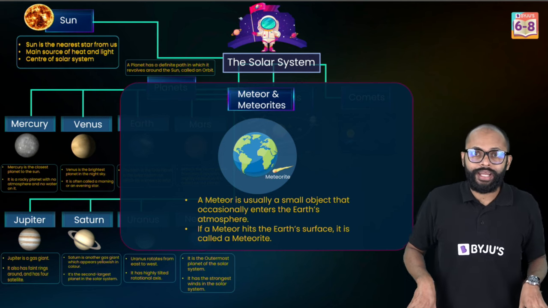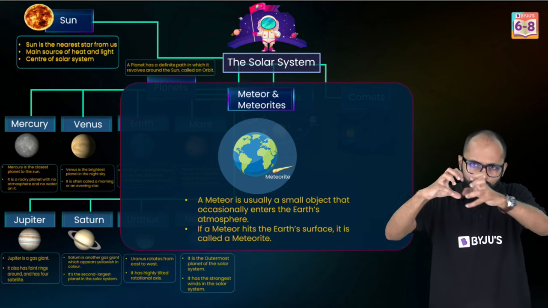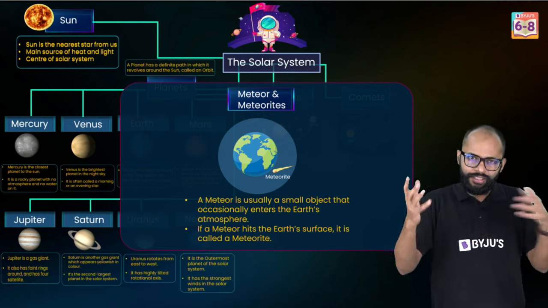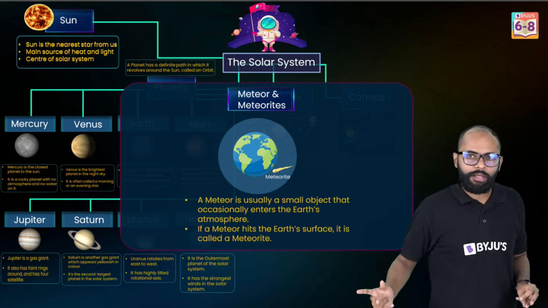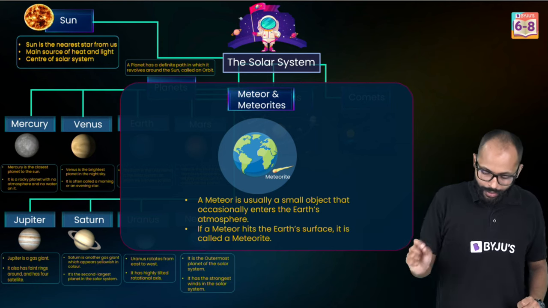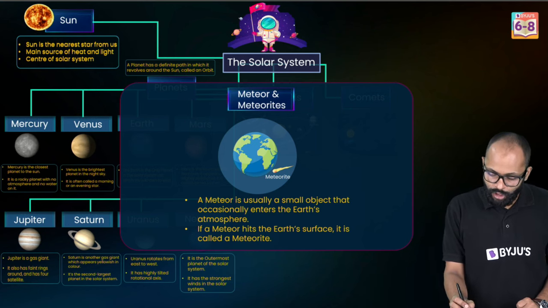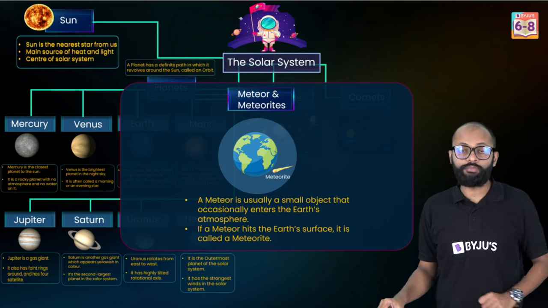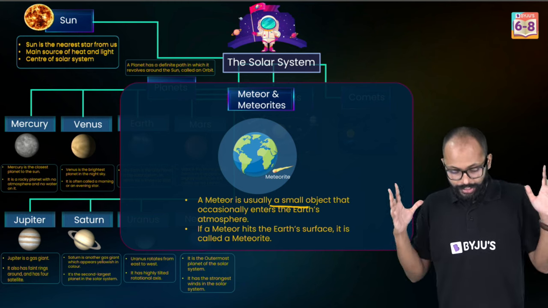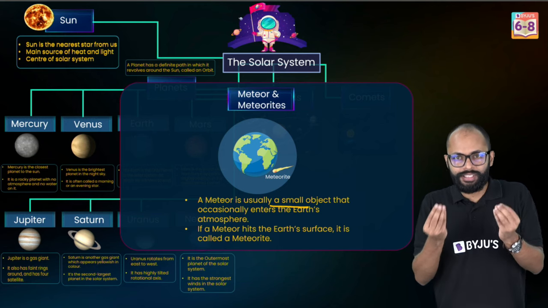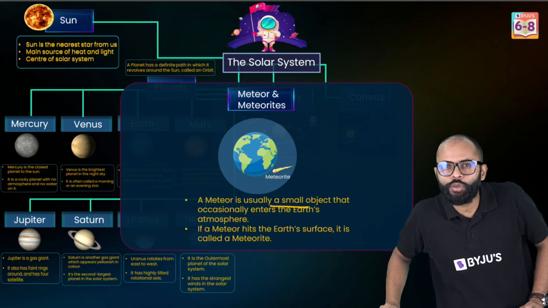Next thing is meteor and meteorites. Dekho bhai, when asteroids collide, small chunks of rocks come out. And these rocks are floating in space and some come towards Earth. Space mein ko bolte hain meteoroid. A meteor is usually a small object that occasionally enters the Earth's atmosphere. When it is inside the Earth's atmosphere, when it is burning, we call it the meteor. Or if something of this meteor is left and it reaches the surface, we call it the meteorite.